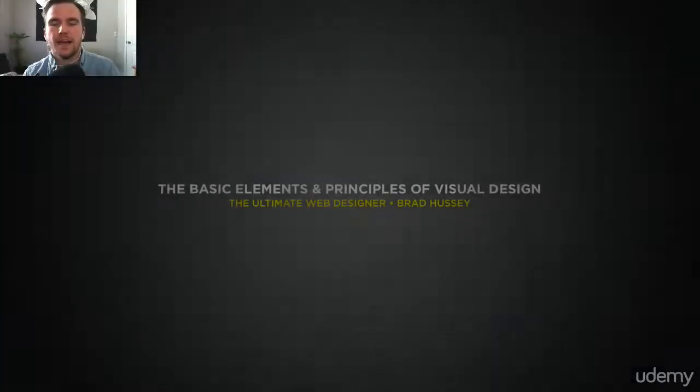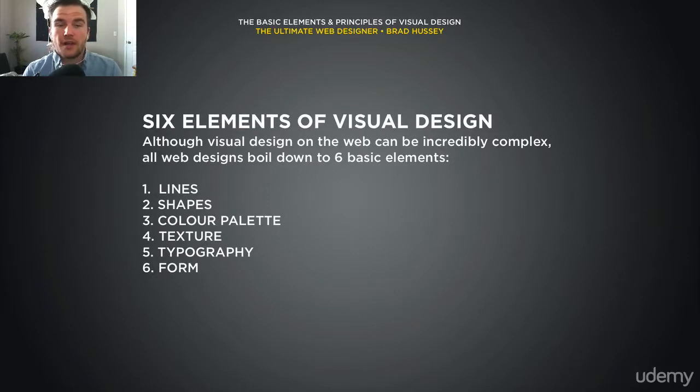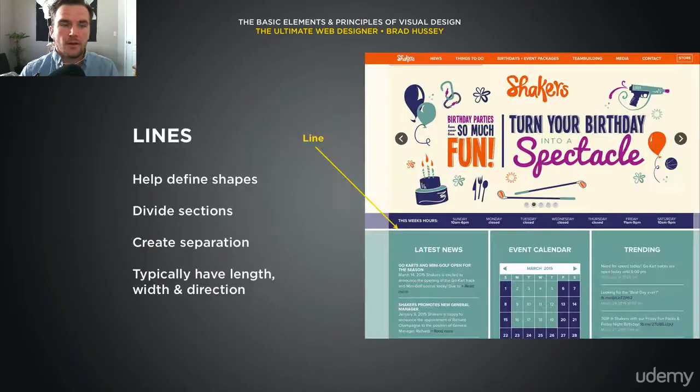Here we are with the basic elements and principles of visual design. Although visual design on the web can be incredibly complex, all web designs boil down to 6 basic elements: lines, shapes, color palette, texture, typography, and form.